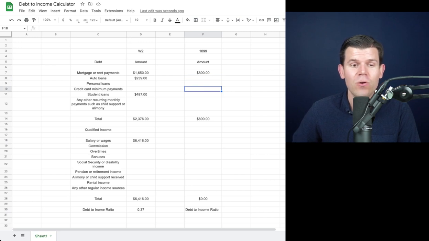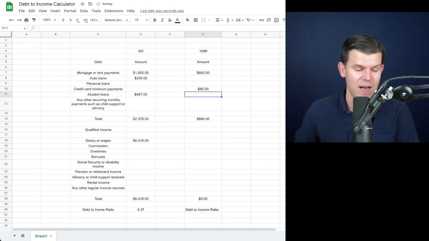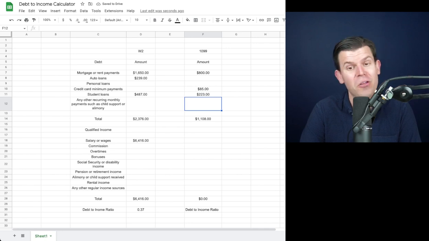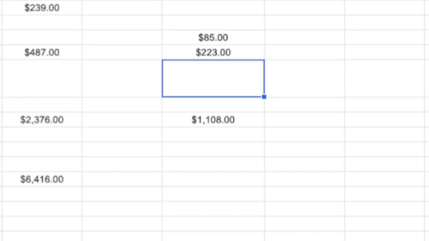But let's say they do happen to have some credit card debt. Maybe they've got a few $1,000s in credit card debt, and the minimum monthly payment on that is $85. So we're going to put that in. And then maybe say for their education, or they took a training course or something along those lines, they do have student loans. And let's say that number is $223 a month. That would give them a monthly total debt payment or debt service amount at the top of the fraction of $1,108.